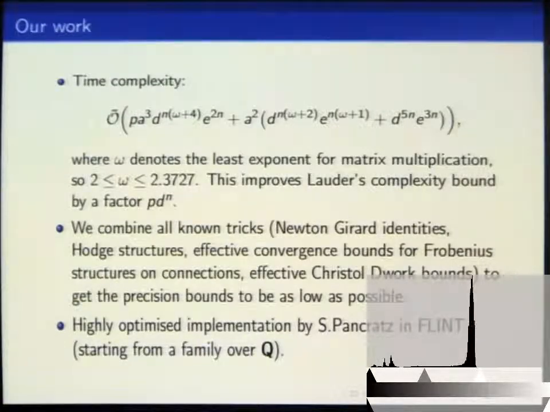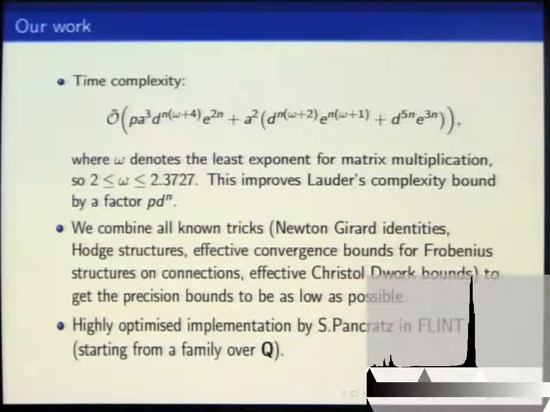Okay, so in our work, the work of Sebastian and me, we showed that the time complexity was a bit better than Lauder thought, than is mentioned in Lauder's paper. There's a complicated expression, so I've let omega denote the least exponent for matrix multiplication, which should be somewhere in the interval indicated there. But what should you remember about this? That this is an improvement by a factor p times d to the n.